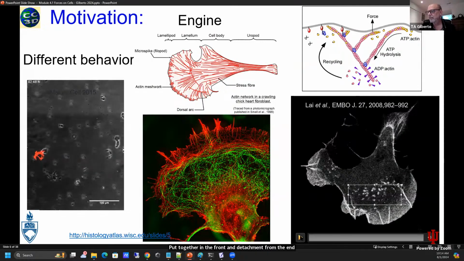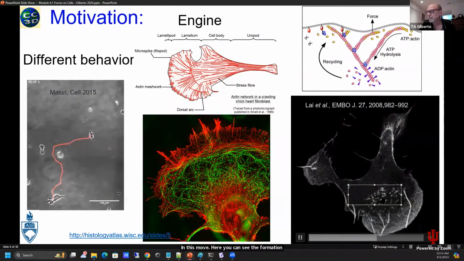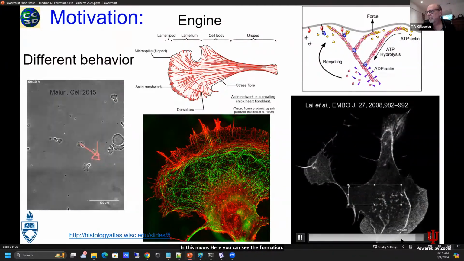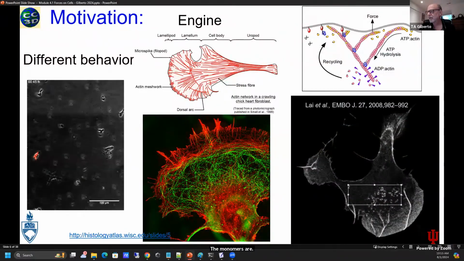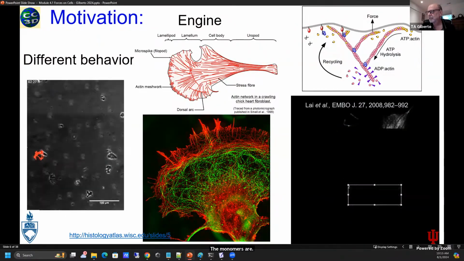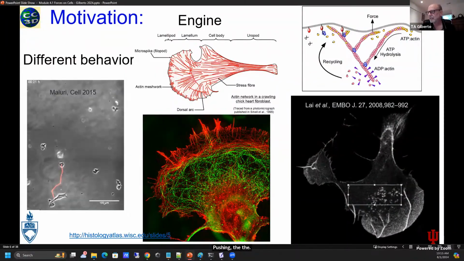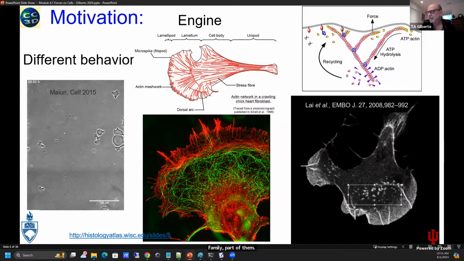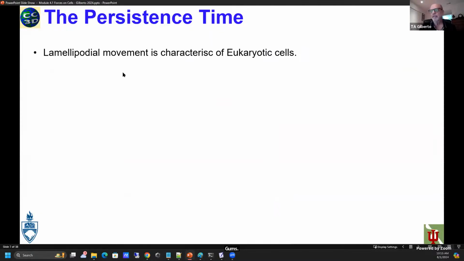In this movie here, you can see the formation. Here are the monomers. The monomers are going to the front of the cell and pushing the lamellipodium downwards. Okay. Now, I should mention that lamellipodium movement is characteristic only of eukaryotic cells, animal cells, for example.